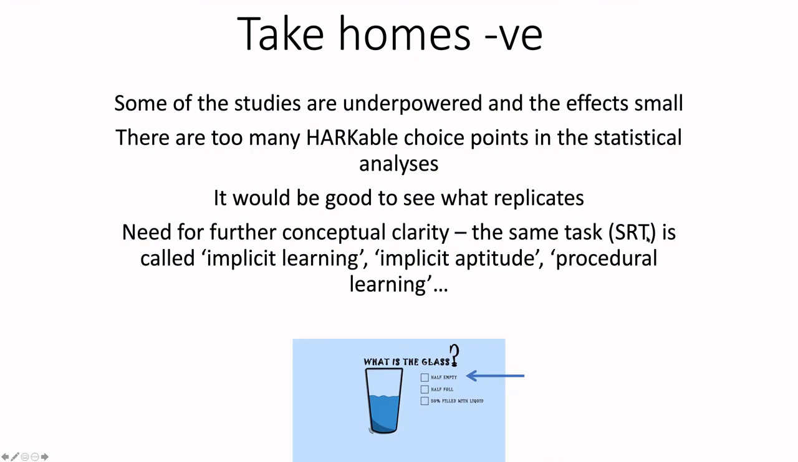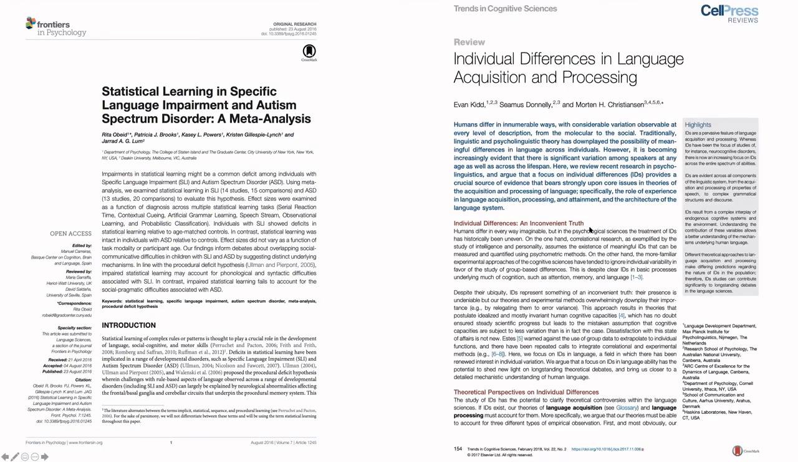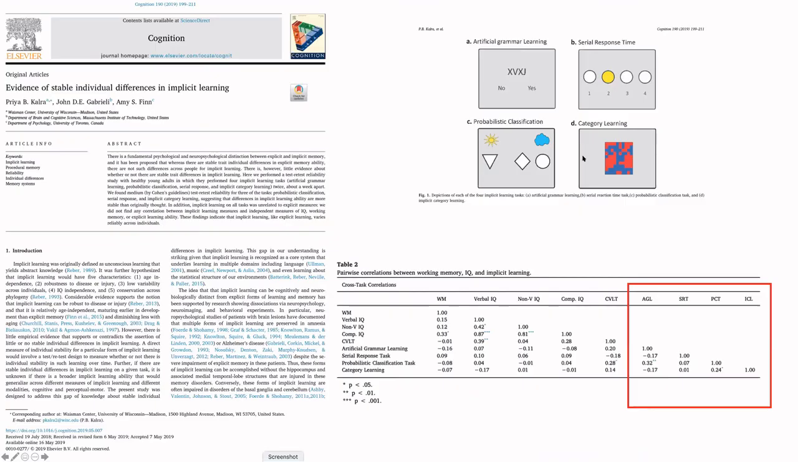The same task, serial reaction time, is sometimes called implicit learning, sometimes implicit aptitude, sometimes procedural learning. We are not alone in doing this sort of research. There's a lot of excitement. It's being done to see if there is implicit learning deficit in specific language impairment. There's a lot of excitement about first and second language learning ability, individual differences in those learnings.